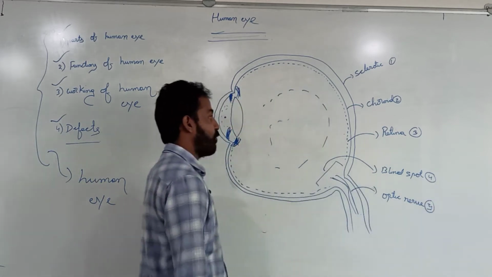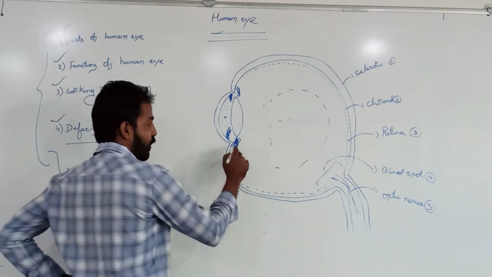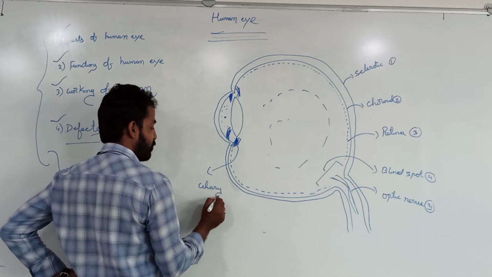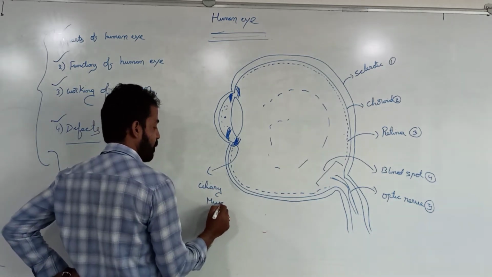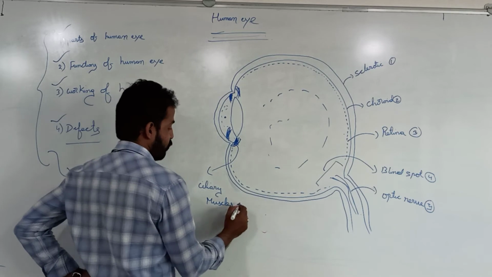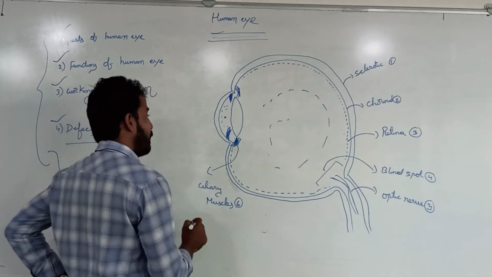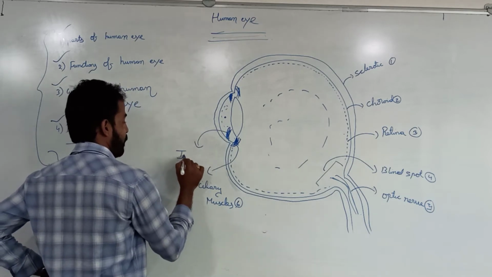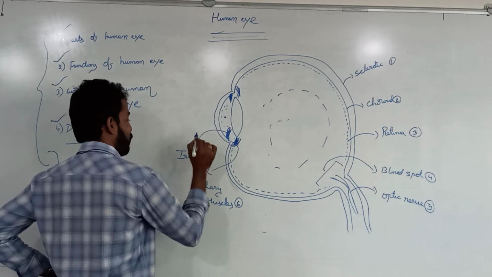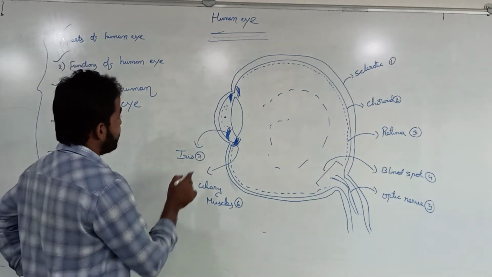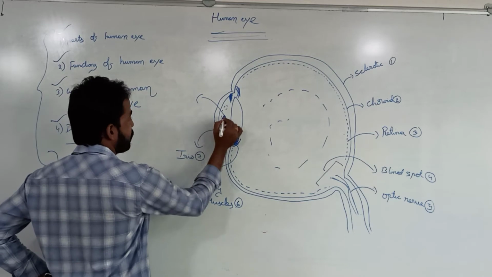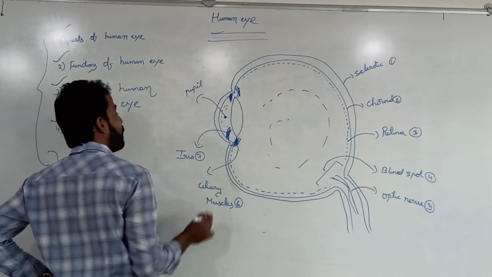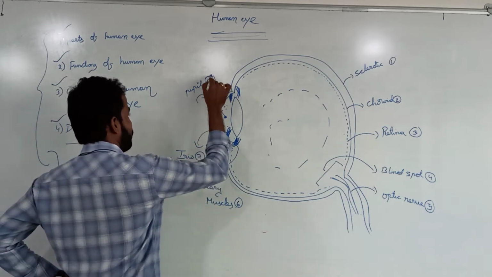Let's name it as 5. And this is known as the ciliary muscles. Let's call this one the 6th part. This one is known as the iris. Let's name it as the 7th part. This dot-like structure is known as the pupil. Let's name it as 8.